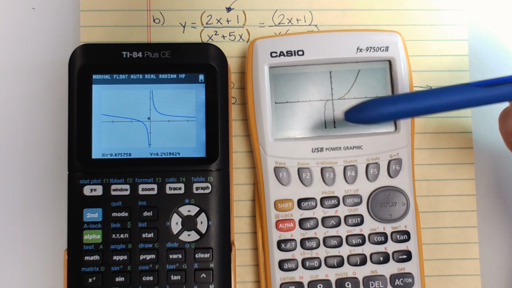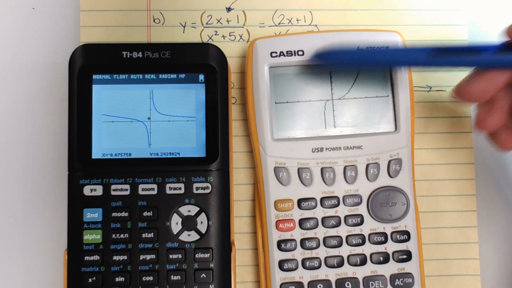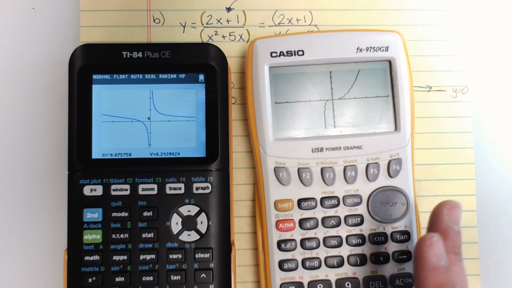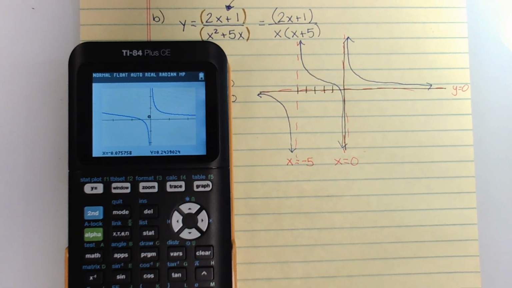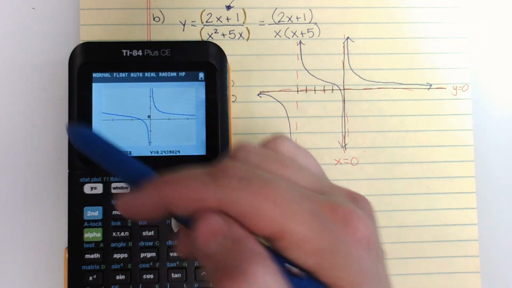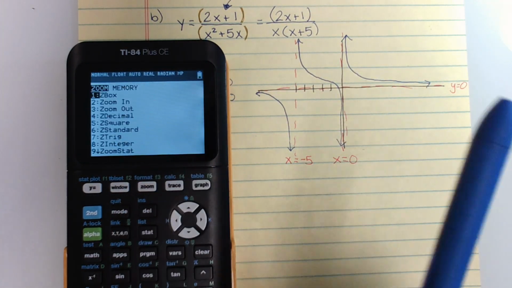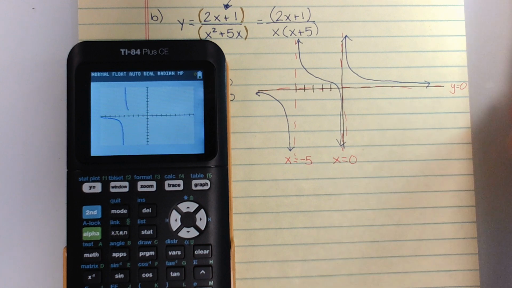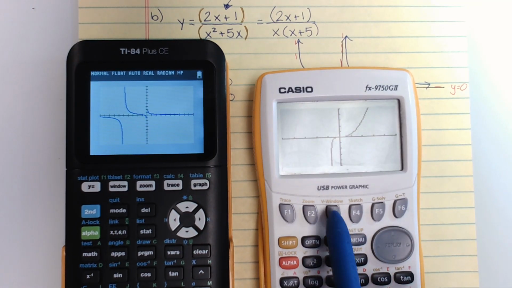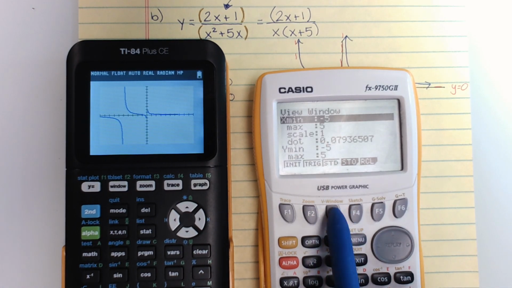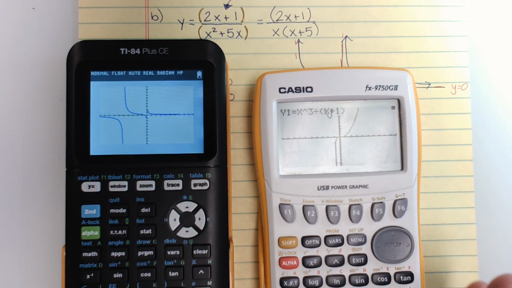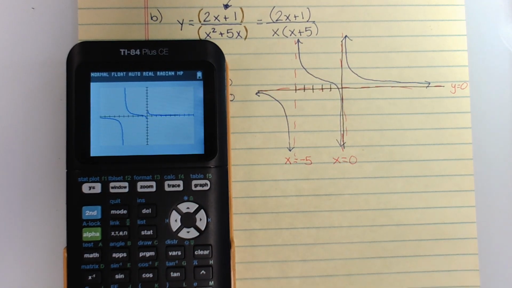I didn't type my equation into this one. This one's a different equation. That's why it looks different. But it'll look like that. When you're done with that, on the TI, zoom, 6 will go back to zoom standard, and on the Casio, viewing window, and F3 will go back to standard. Again, that's a different equation.